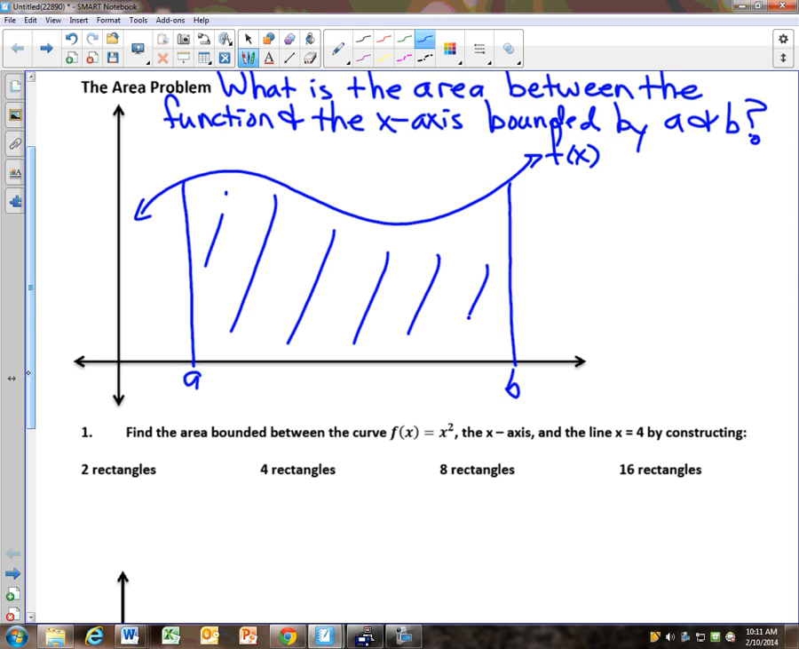Now, obviously, there's lots of different types of functions. I've just drawn a basic one there, okay? Just something that has a curve to it. You can see the curve is smooth. It's differentiable the entire way. It's continuous. But, you know, that raises a really good question.